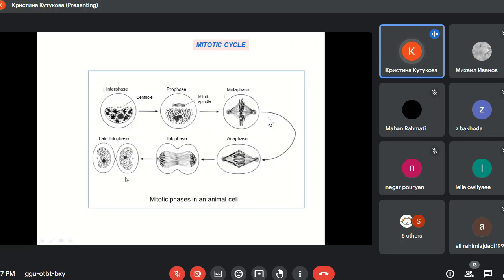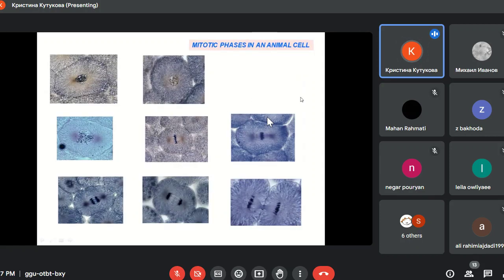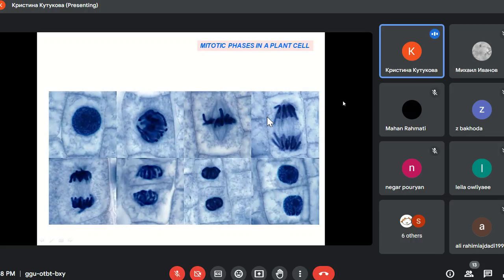And late telophase is when the two nuclei are now covered with nuclear envelope, and the cytoplasm of the two cells also divides. So here you can see the mitotic phases in animal cells. It is the same as in a plant cell. I will send you the picture showing the stages in each case.